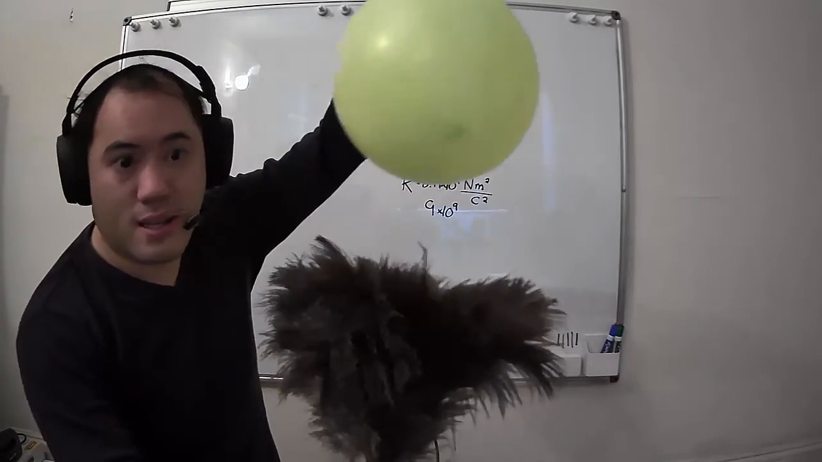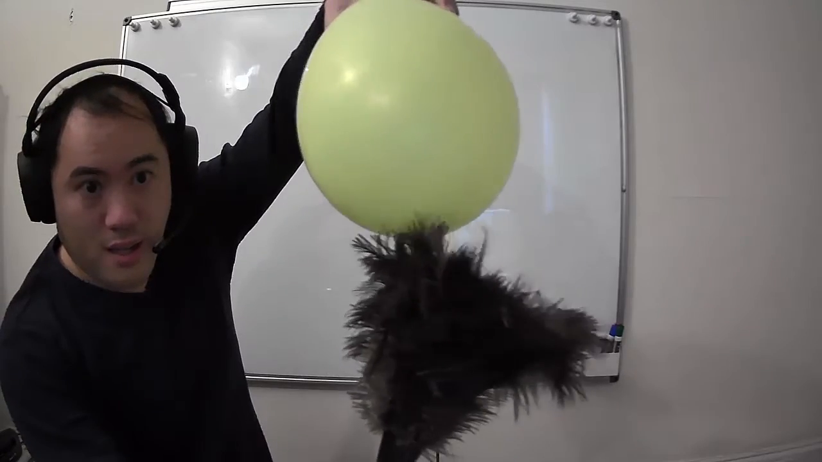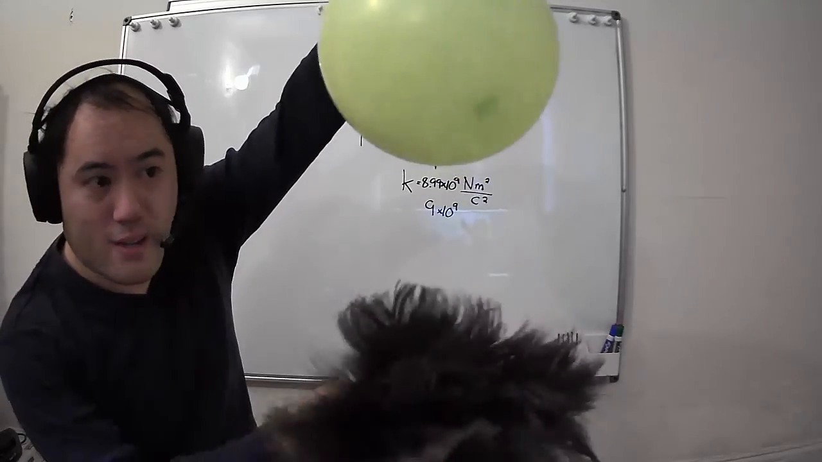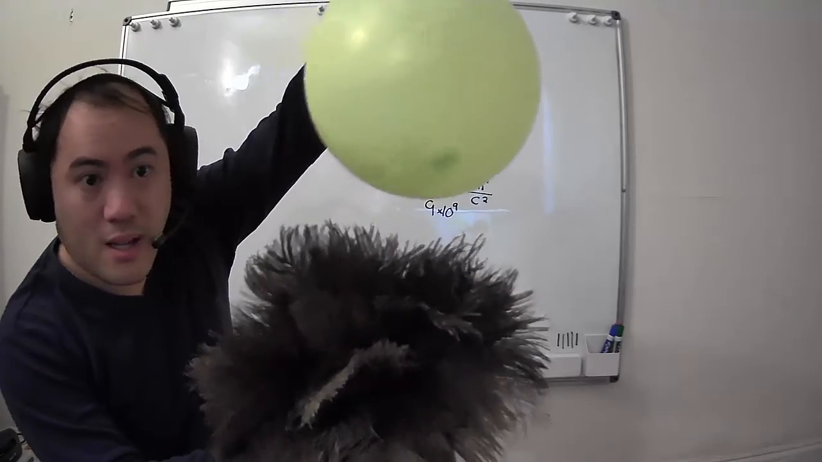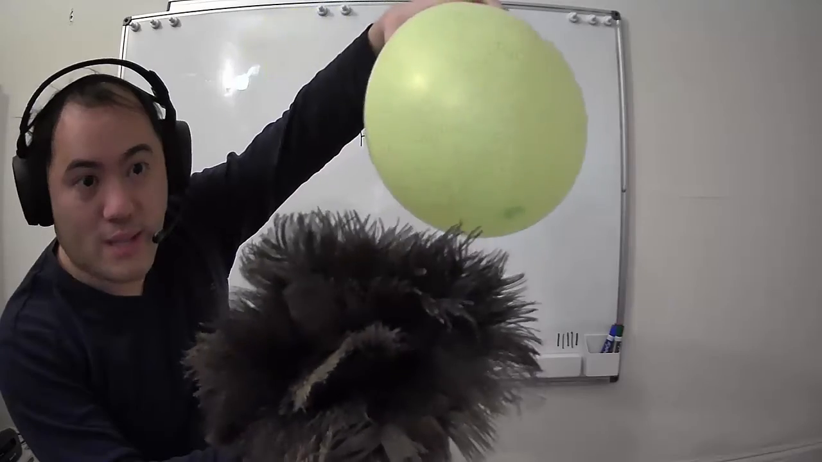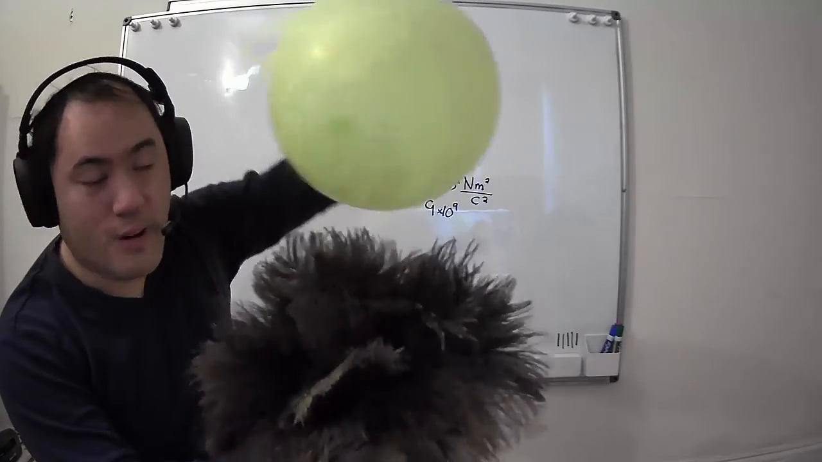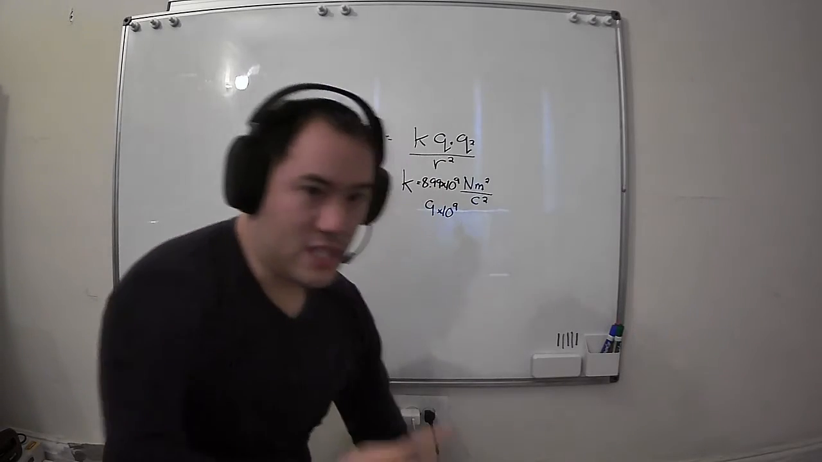But there's a very, very small attractive force. You can see the little feather bristles wiggling a little bit. So there is some force, very weak, as we established, but not 0. Let's figure out why.